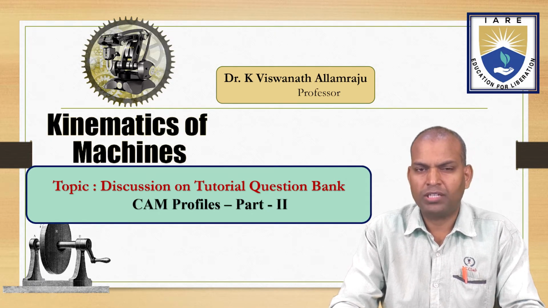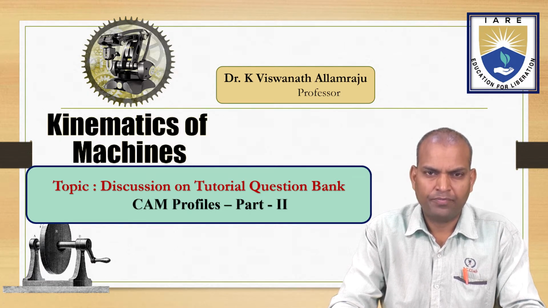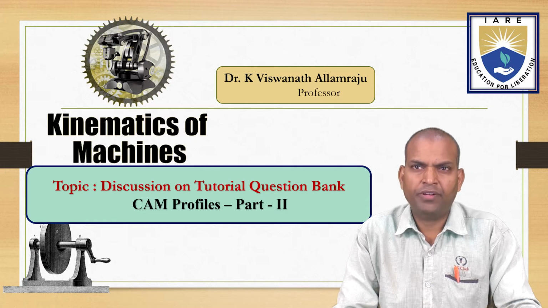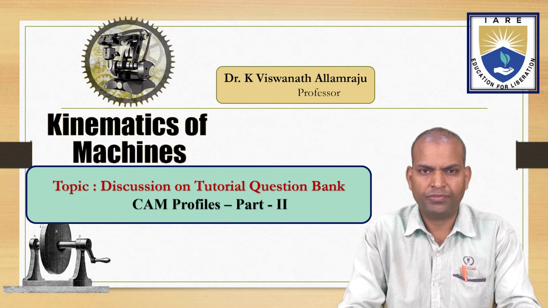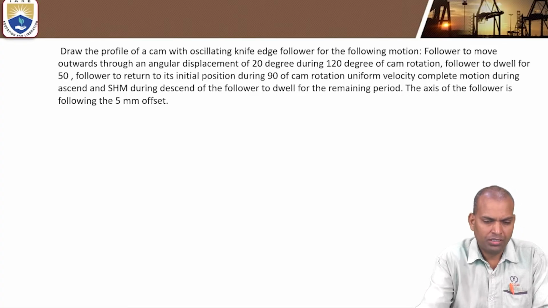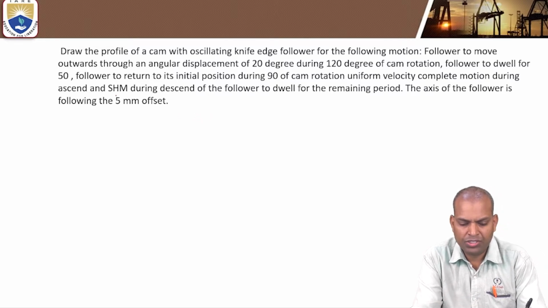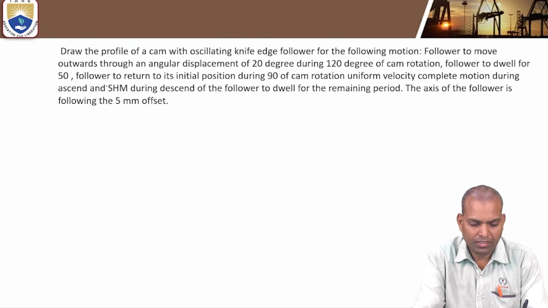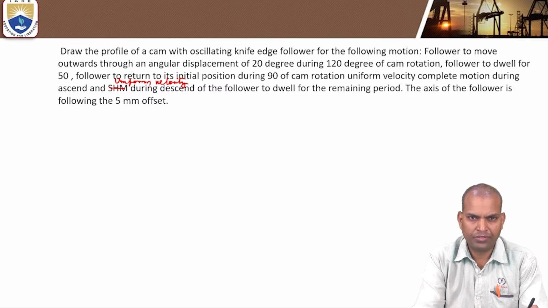In this session, we are going to study some of the question bank questions related to cam profiles. In the previous session, we studied the case where the axis of the follower passes through the axis of the camshaft. In this session, we study uniform velocity during ascent and descent. But here, the axis of the follower is not passing through the axis of the shaft.